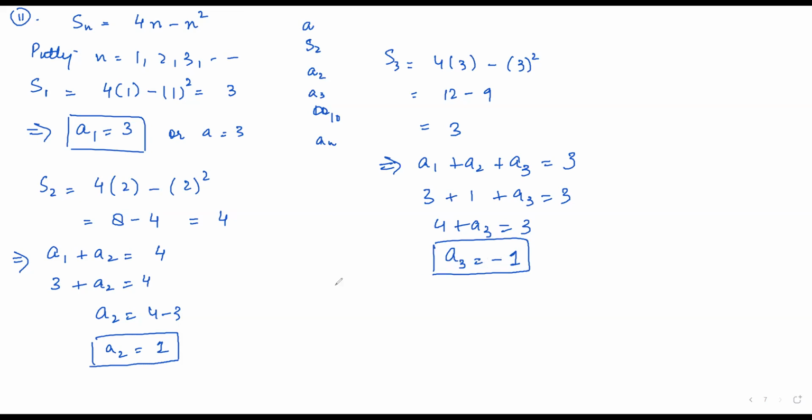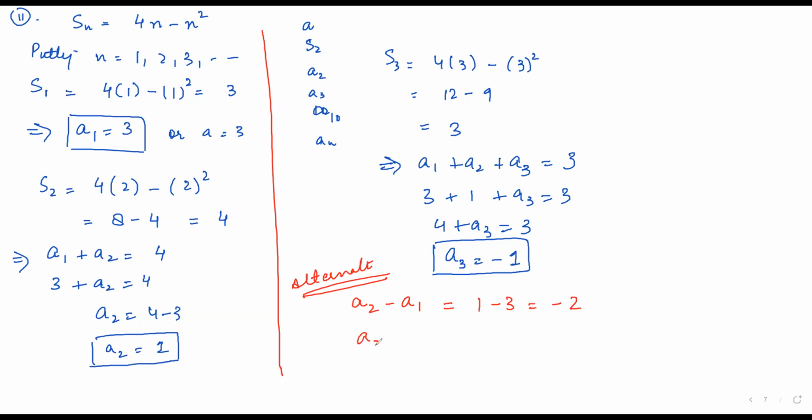Fine, Harsha. Now the alternative way can be this. Up till here you have to do, and after that when you're finding A3, the alternate way can be this: you find the common difference, A2 minus A1, that is 1 minus 3, that is minus 2. And then your A3 will be A2 plus D. Understood? So 1 plus minus 2, that will also give you minus 1. So both ways you can find your A3.